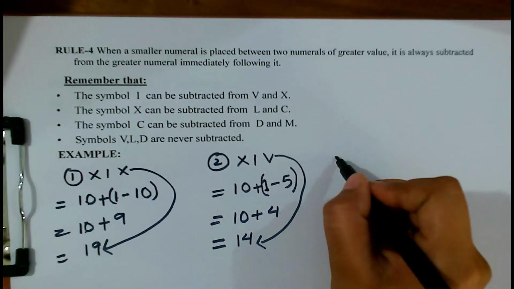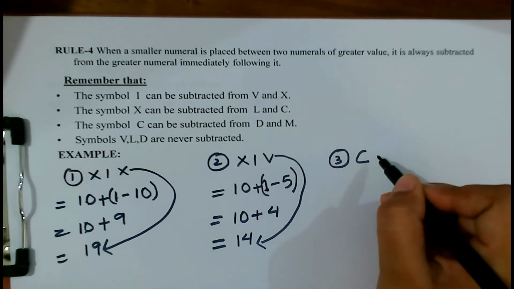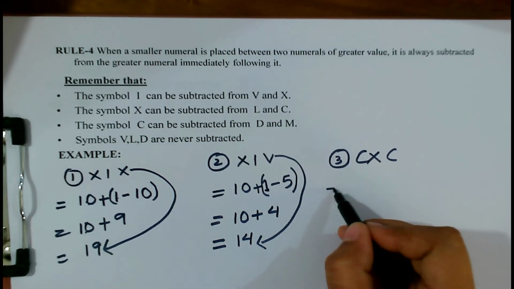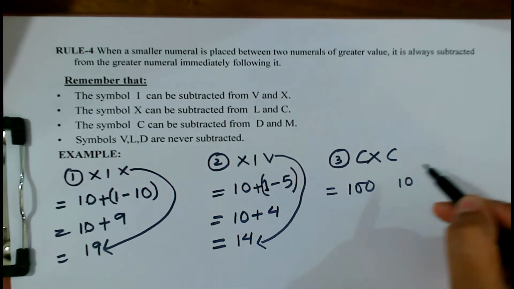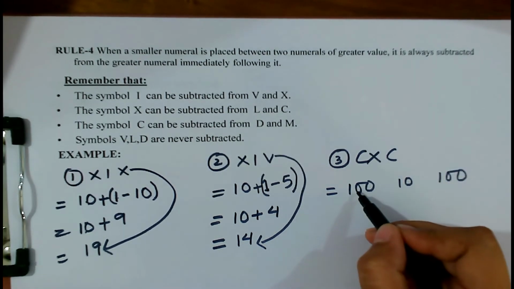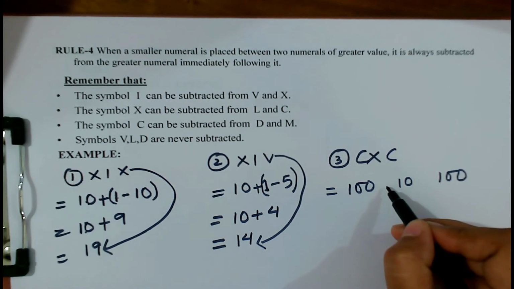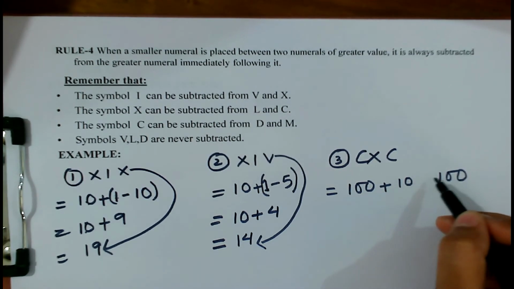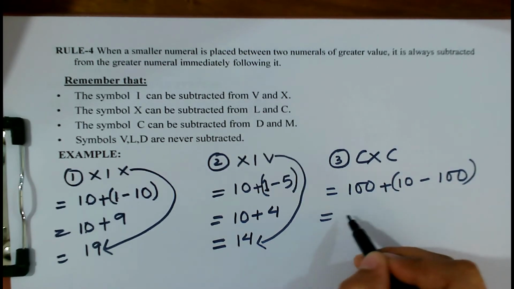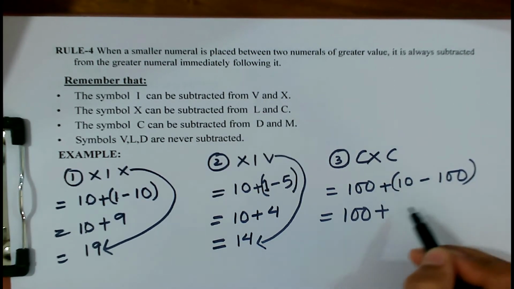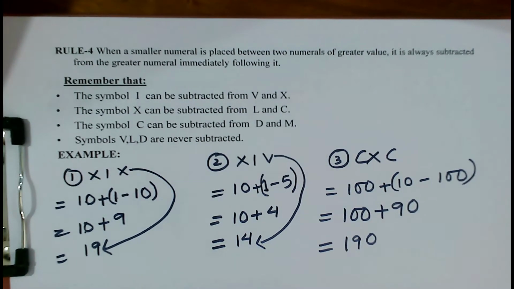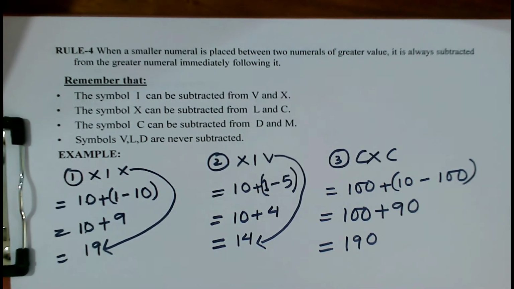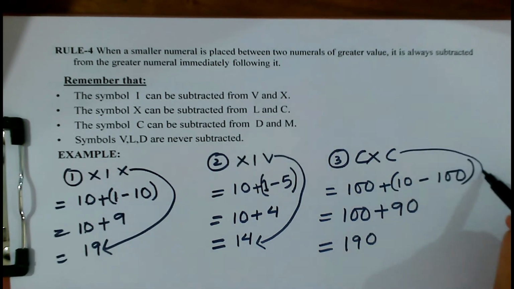Another example, CXC. C is 100, X is 10, and then C is 100. So this big to small is plus, small to big is minus. 100 plus this two minus is 90. This two plus is 190. So CXC is 190.